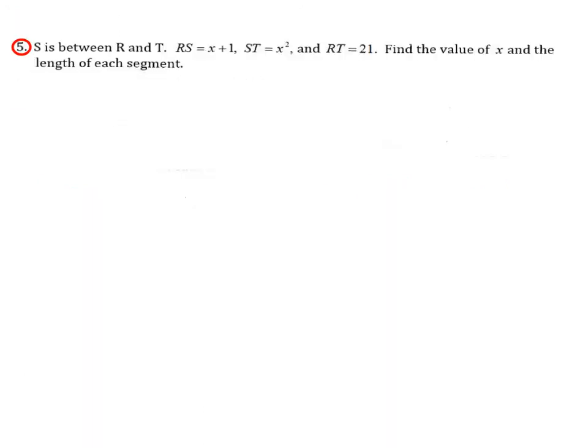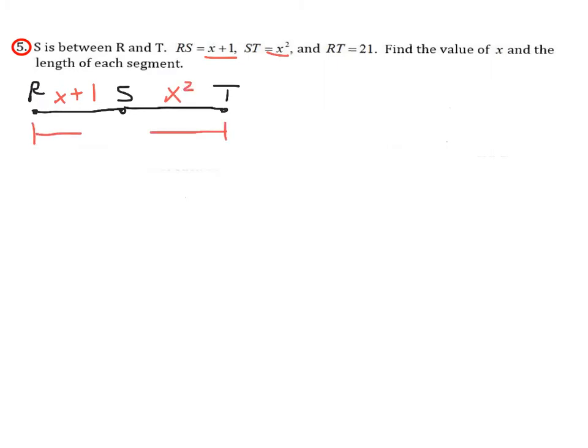For the next scenario, start off the same way. You have 3 collinear points, S, R, and T. R and T are on either end. S is somewhere in the middle. And then they give me some lengths. So RS is x plus 1. ST, this segment on the right, is x squared. And then RT, which is the whole thing, is 21.